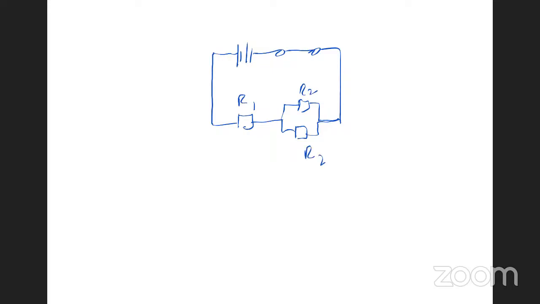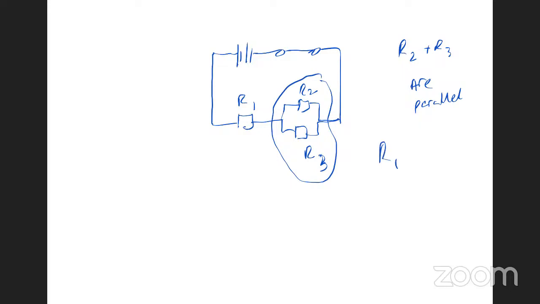What can we say about R1 and R2, Carisha? R1 and R2 and R3. R2 and R3 are in what? Parallel. What about R1 and a combination of these two? Series, right? So R1 is in series with a combination of R2 and R3.